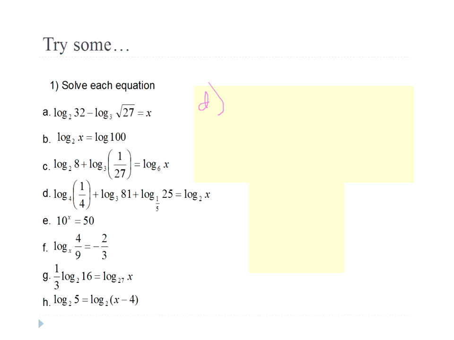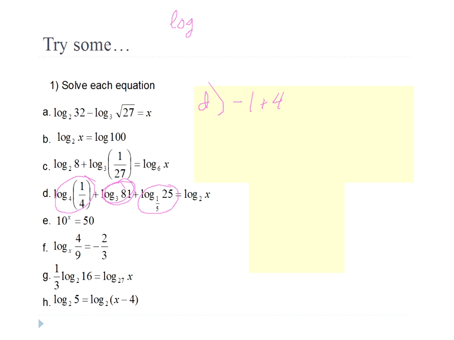Question D. I'm going to pick off each one of these logs. I know what each one of those is, or at least I have a way of figuring it out. The first one is a negative 1. That says 4 to the something gives me 1/4. That's a negative 1. This second one says 3 to the something gives me 81. That's a 4. This next one, log to base 1/5 of 25.